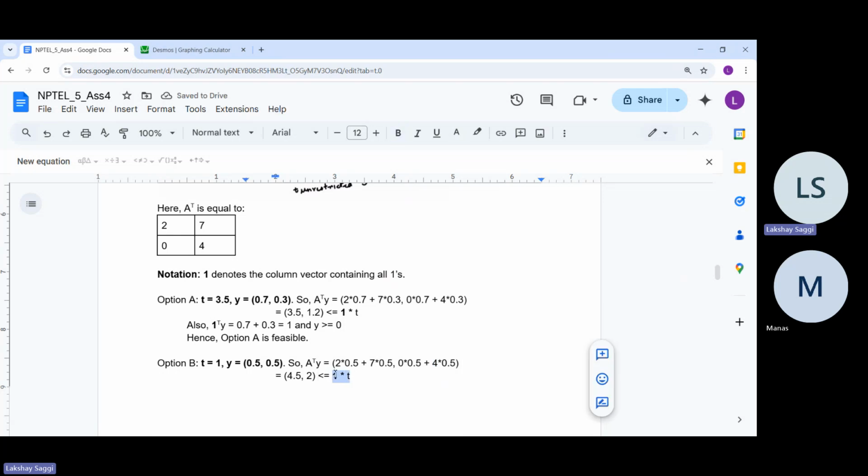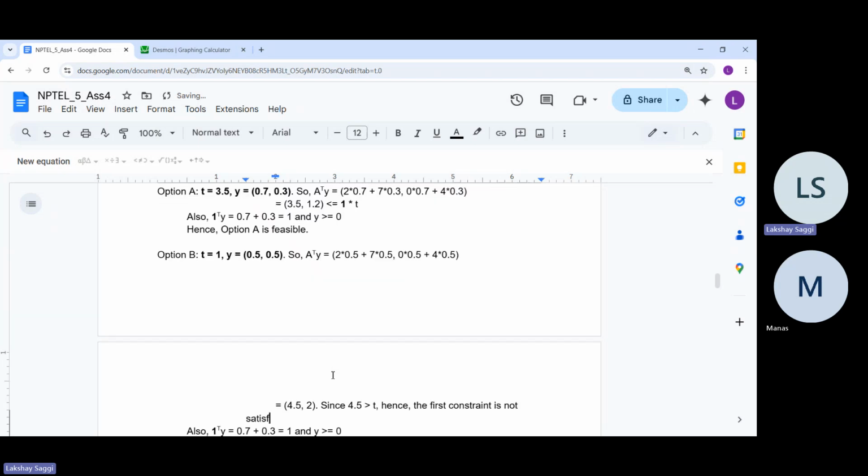But note that t was given to us as 1 here. T is 1, but you can see that these entries 4.5 and 2 are both greater than t. So actually this constraint is not satisfied. Since 4.5 is greater than t, the first constraint is not satisfied.